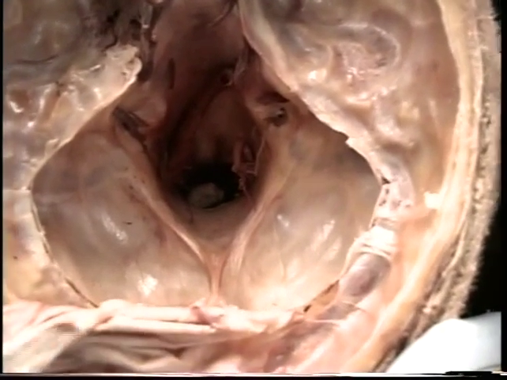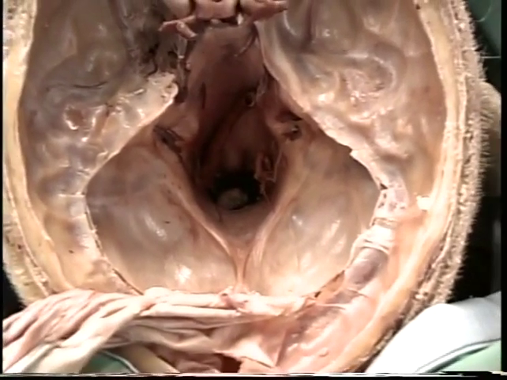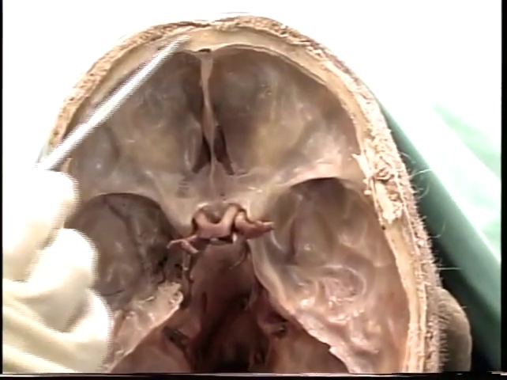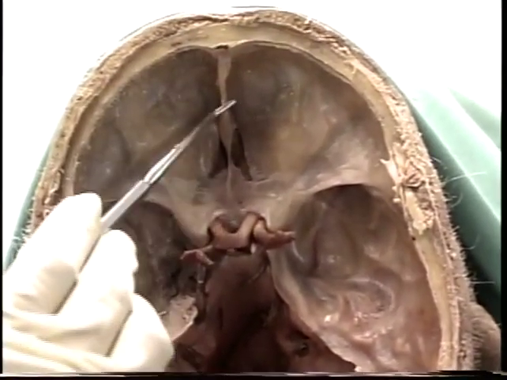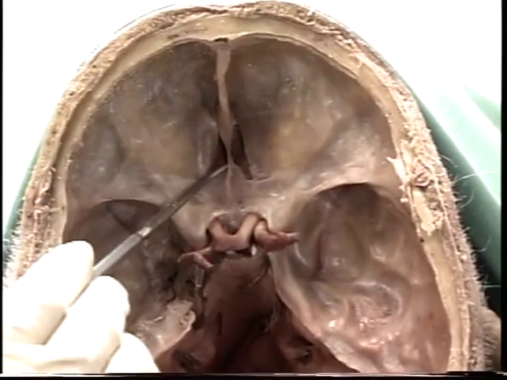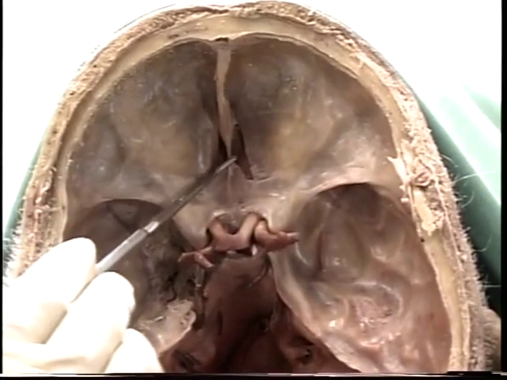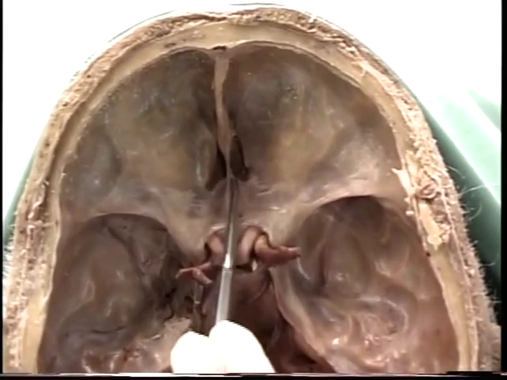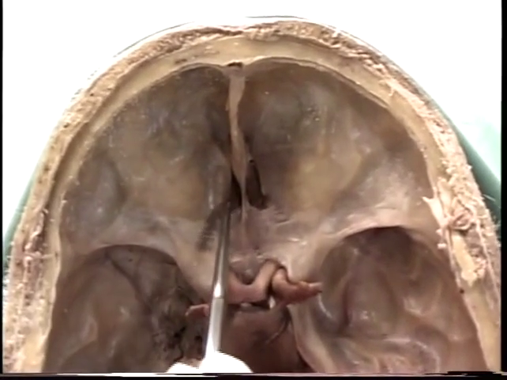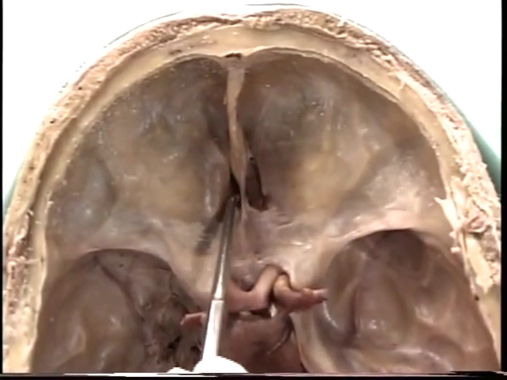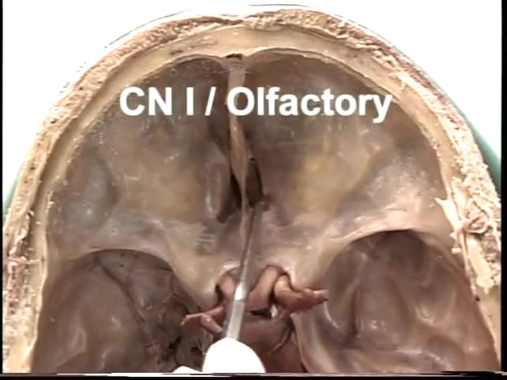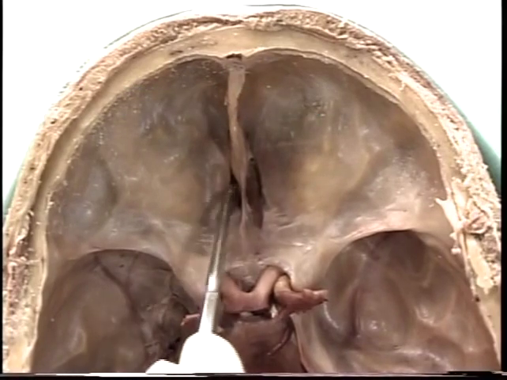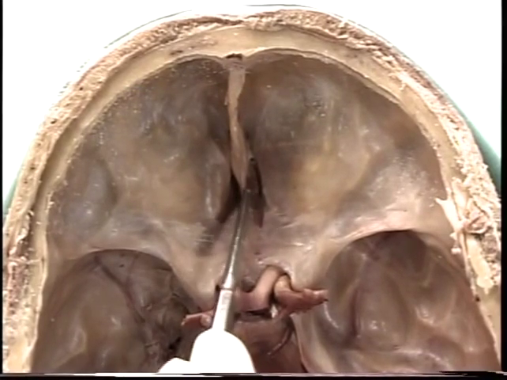Let's start with the cranial nerves. Let me go into the anterior cranial fossa. There is the frontal bone here, and here is the position of the crista galli in the middle of the anterior cranial fossa. Now I am pointing to the olfactory bulb. This is the position of the olfactory bulb. That's where your first cranial nerve, the olfactory nerve, is going to come out and pass through the cribriform plate to the nasal cavity.